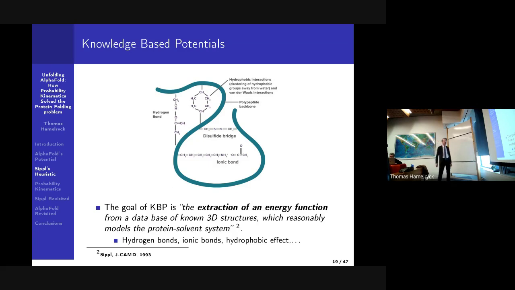Okay, so what are we doing here? What are these potentials? So we are talking here about knowledge-based potentials. What's the idea? Well, a protein is a physical system, you have all things going on like hydrogen bonds, ionic bonds, hydrophobic effect, and so on. And we have hundreds of thousands of examples of protein structures in databases. So the question is, how do we extract an energy function from this database of known 3D structures? The thing that we're interested in, this is a quote from Sippl: the goal of these knowledge-based potentials is the extraction of an energy function from a database of known 3D structures which reasonably models the protein's solvent system.